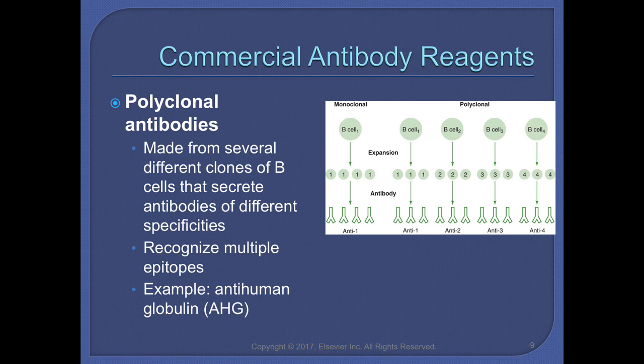And for an example of that, it could be anti-human globulin. So AHG stands for the anti-human globulin reagent. And so a polyclonal reagent or a polyclonal antibody comes from several different clones of B cells that secrete antibodies of different specificities.